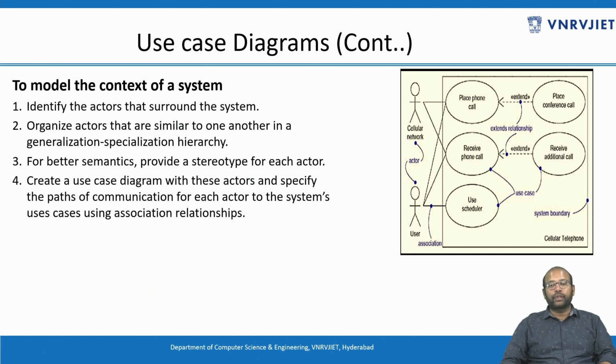And finally, create the use case diagram with these actors and specify the paths of communication for each actor to the system use cases using association relationships. So mainly between the use case and actor, we always start with the association relationship, and between the actor and the actor, and the use case and use case, we'll use relationships like dependency and generalization. So generalization will be applied both between the actors and between the use case and use case, and dependency will be applied between the use case and use case.